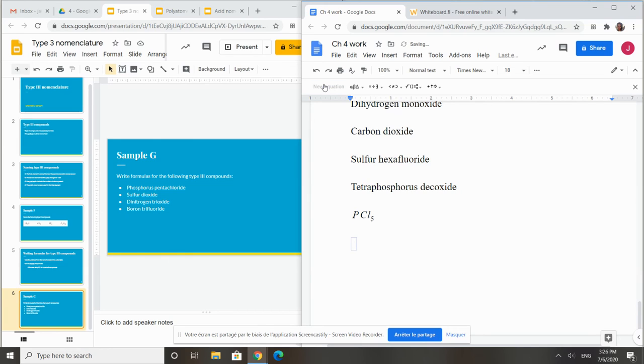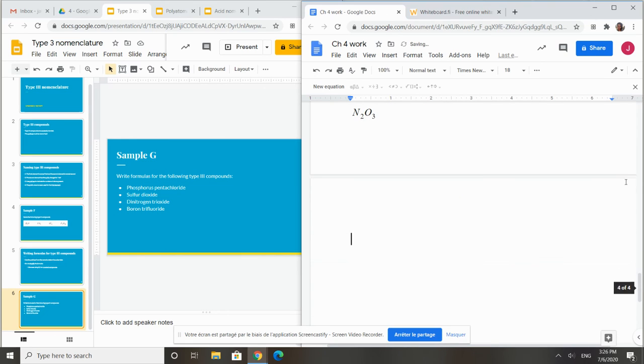The next one, again, it doesn't say anything by sulfur, so it's just S, and then dioxide, so O2. And then for the next one, I've got dinitrogen, so N2 trioxide, O3. And then I have boron trifluoride, so BF3.